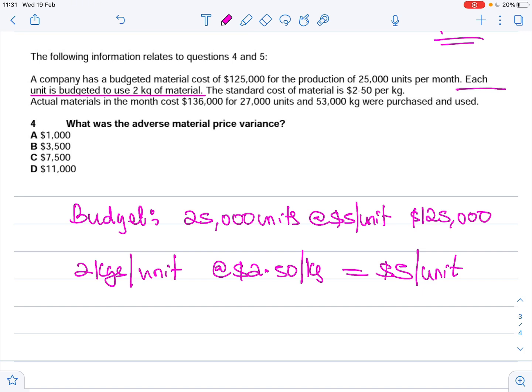So the unit here, the $5 per unit here, is talking about the cost of the material in 1 bottle of this soft drink. Since there will be 2 cups of sugar in this bottle, a unit to the company is going to be a bottle, and there will be 2 cups of sugar in that bottle. So it's going to be $5 per unit. So there's a difference between $2.50 per kg and $5 per unit.